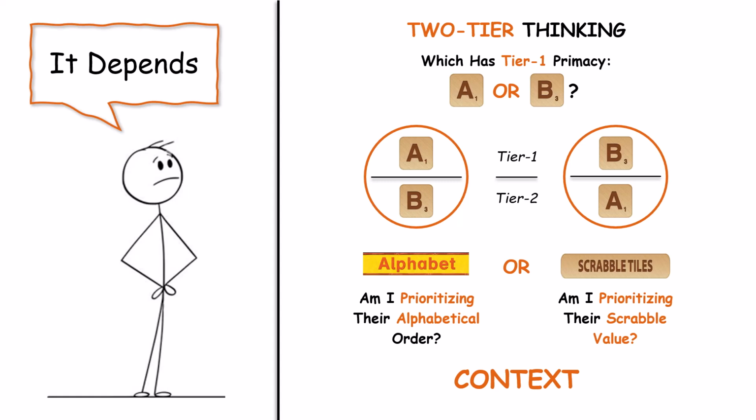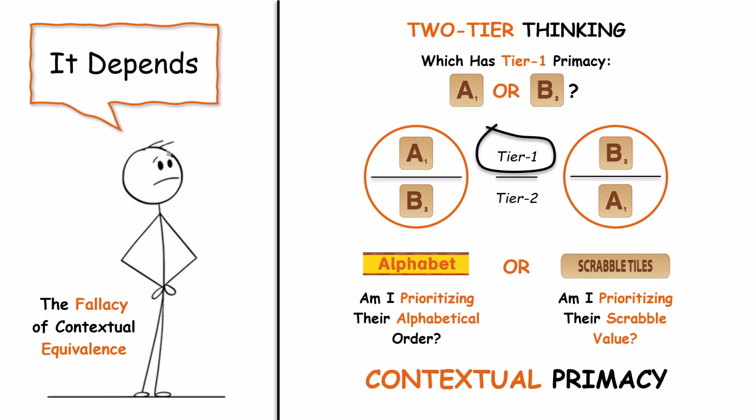What most students don't realize is the fallacy of contextual equivalence at play, where Tier 1 status is mistakenly given to both foundational and derivative contexts. This creates confusion and disrupts clear philosophical thought. That's why introducing the principle of contextual primacy is so crucial. Let's turn to that now.